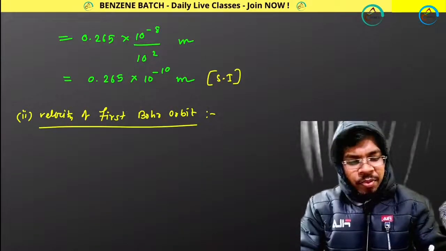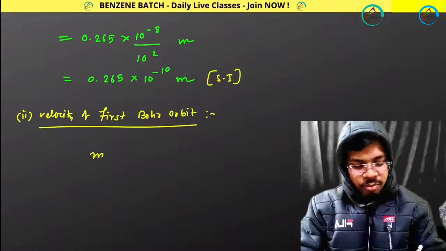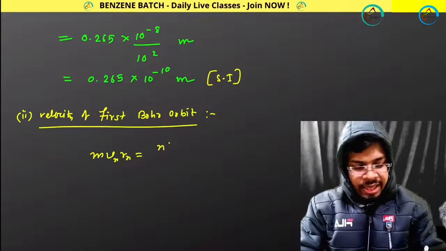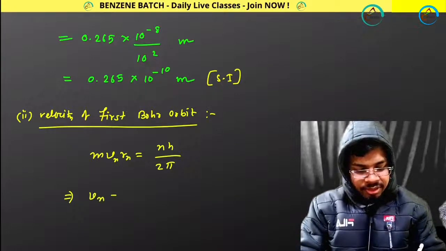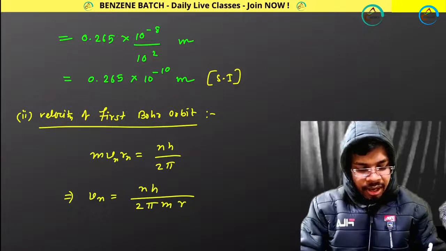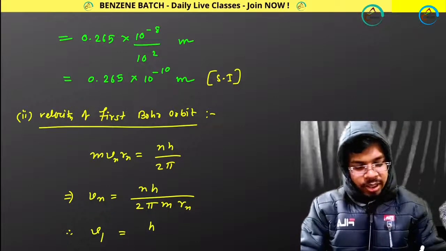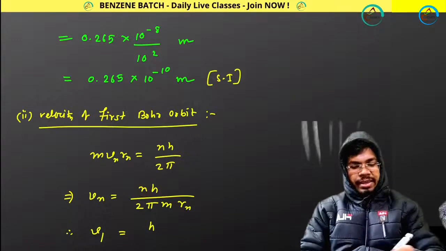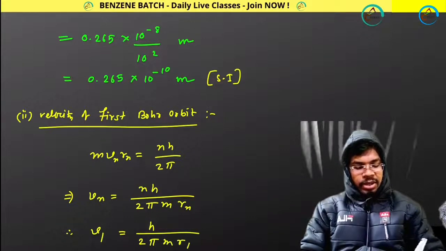If you forget the Vn expression, then I am giving you a very small shortcut. You know from Bohr's postulate, m Vn Rn equals n h divided by 2 pi. From here you can easily get the Vn value. It equals n h divided by 2 pi m Rn. Therefore here we want to calculate V1. The n value will be 1. So it will become h divided by 2 pi m R1.